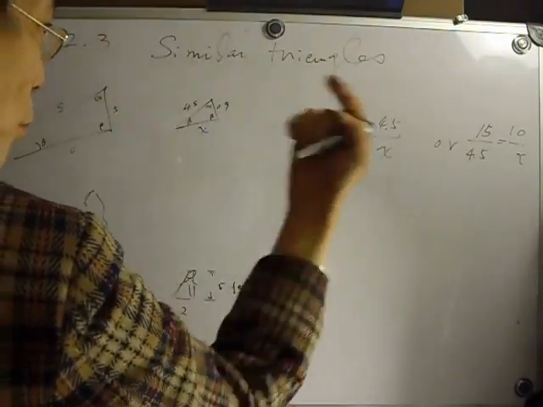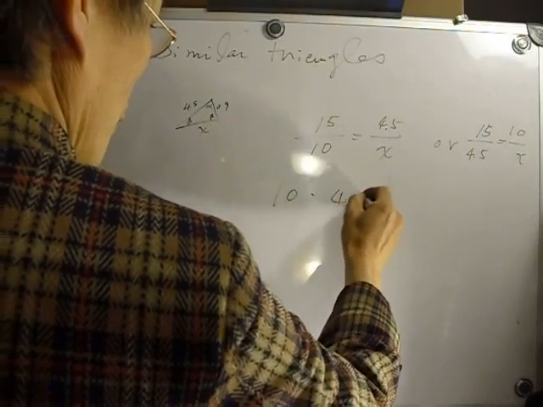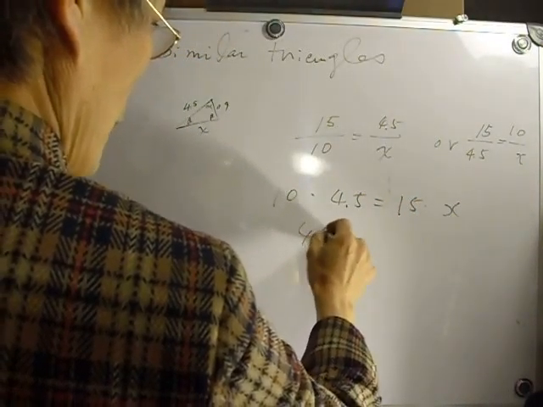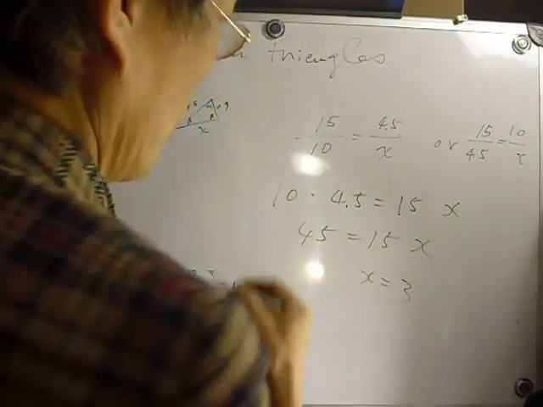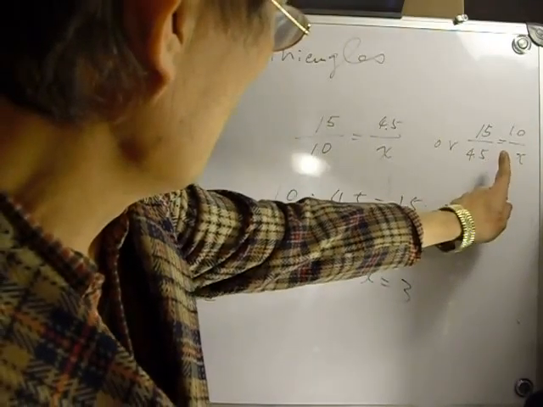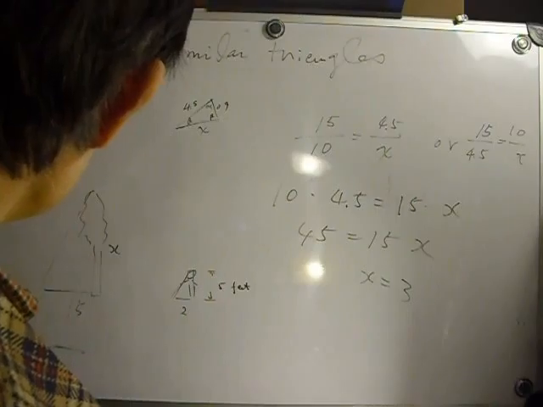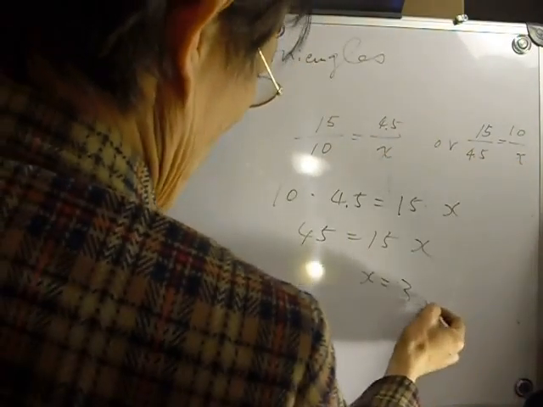Once you set up your proportion, you can use cross product. 10 times 4.5 equals 15 times x. 45 equals 15 times x. As you can see, x is 3. If you use the other way, 15 to 4.5, longer side to longer side, second side to second side, this will get you the same answer.